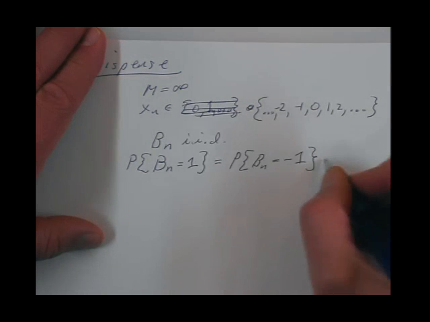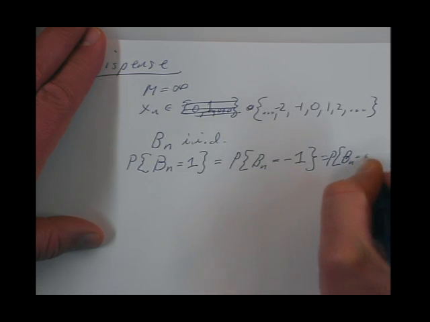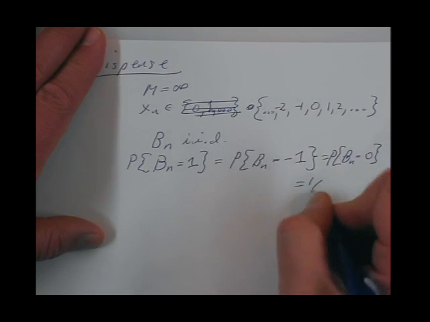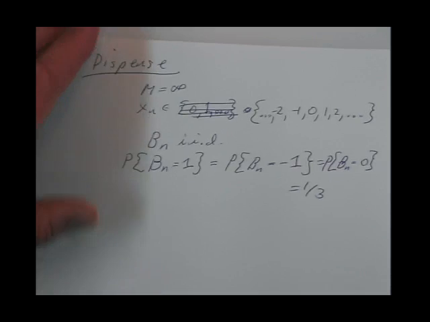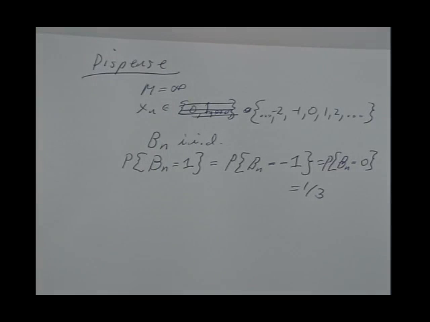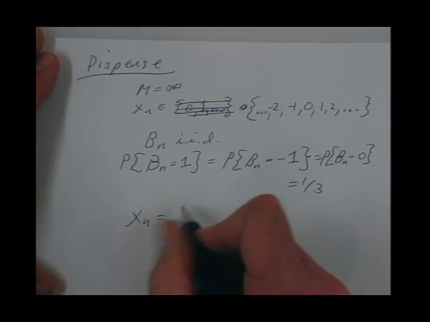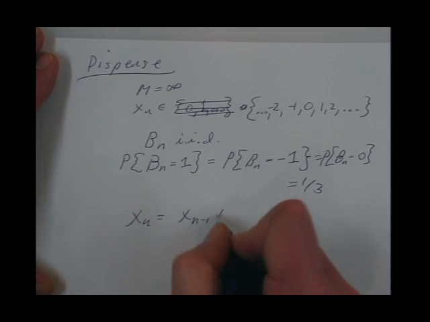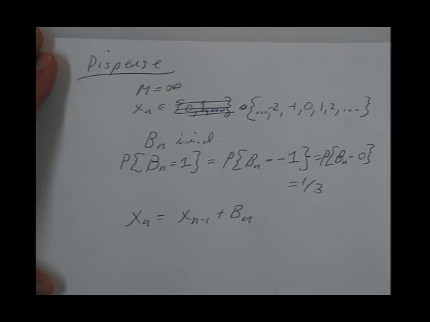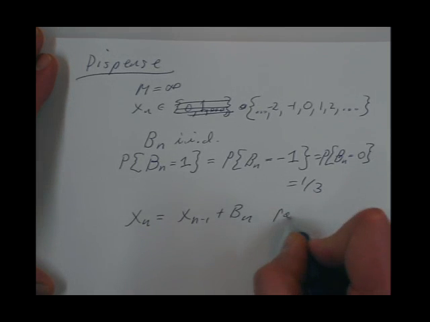And then say the probability that b sub n equals 0 is equal to 1/3. So every time you have a 1/3, b sub n can be either 1, minus 1, or 0 with probability 1/3. And then we make it so that x sub n is equal to x sub n minus 1 plus b sub n. This is a random walk.